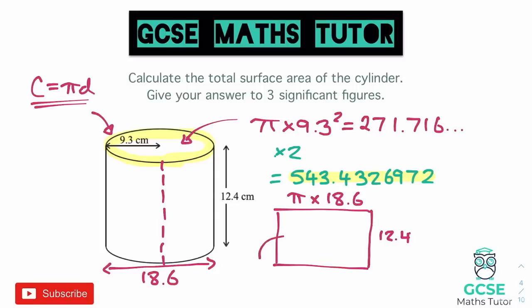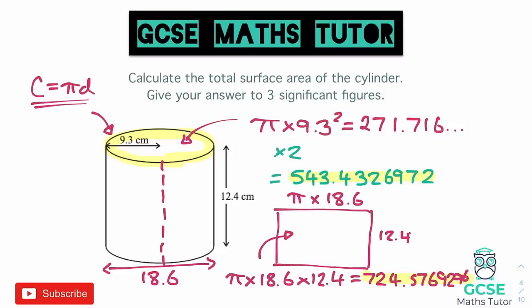To get the area of the rectangle, that's nice and easy, it's just length times width. If the length is pi times 18.6 and the width is 12.4, if we multiply those all together, let's see what we get. Pi times 18.6 times 12.4 gives us a final answer of 724.5769296. There we go, just about fit that in. So that is the curved surface area around the outside of the cylinder.